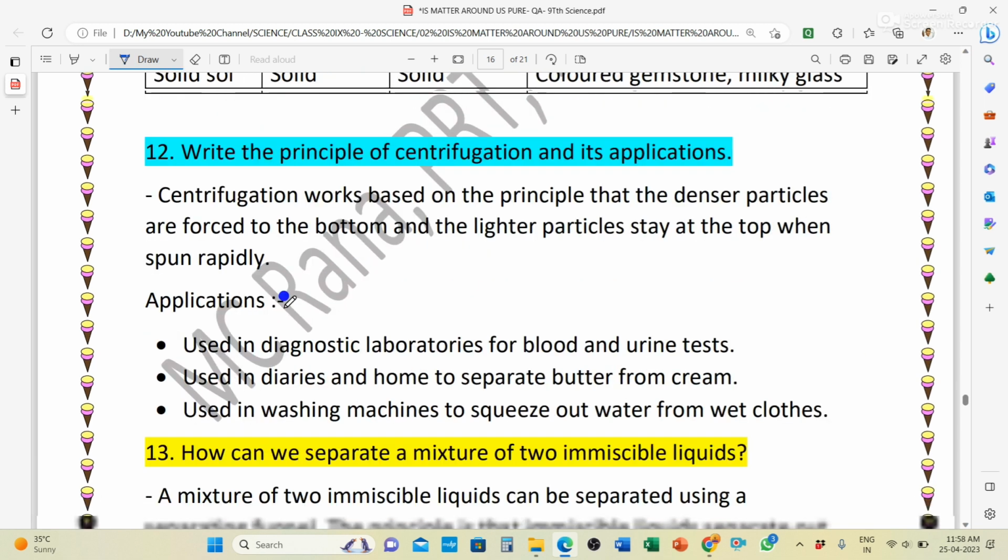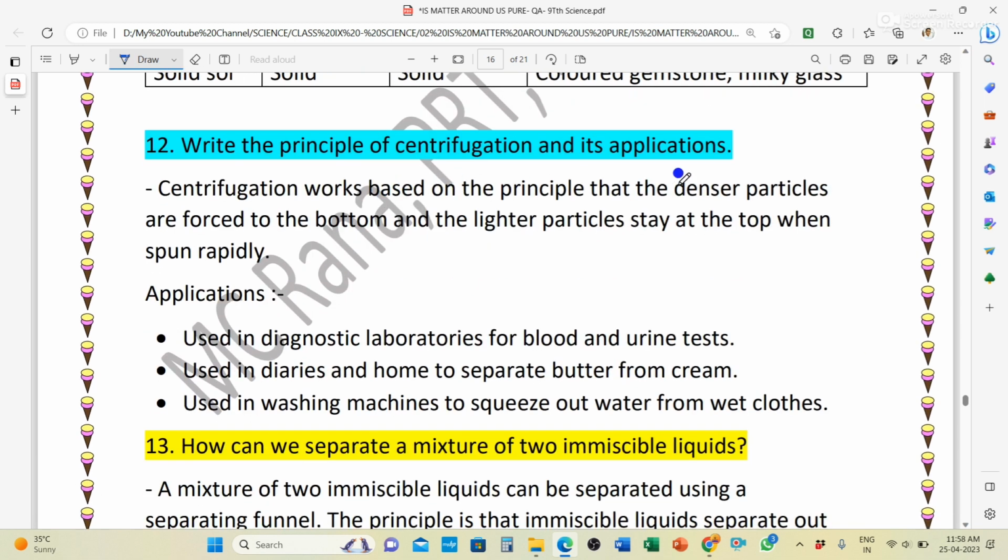Okay, then write the principle of centrifugation and its applications. Centrifugation works based on the principle that the denser particles are forced to the bottom and the lighter particles stay at the top when spun rapidly.